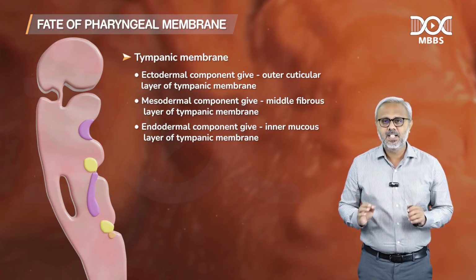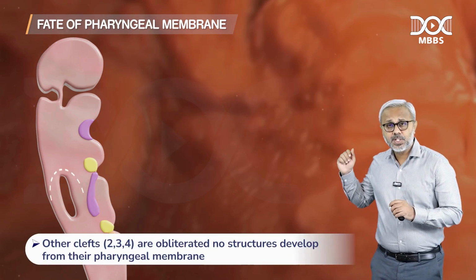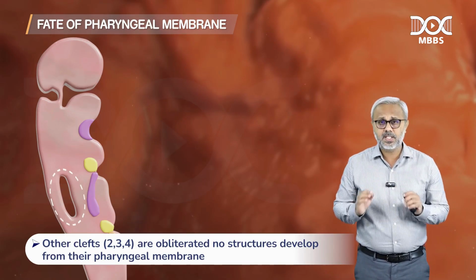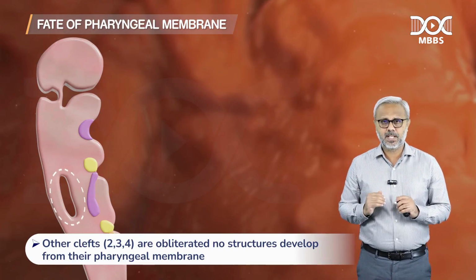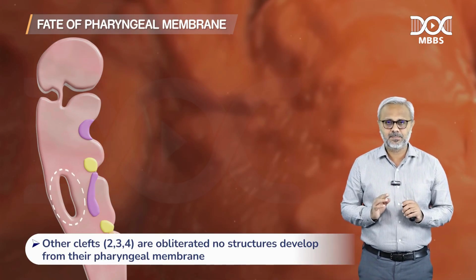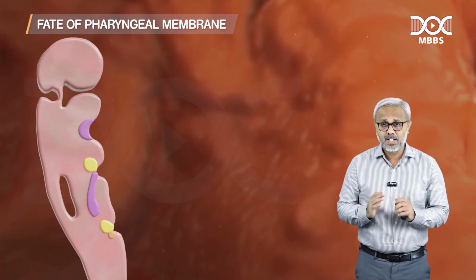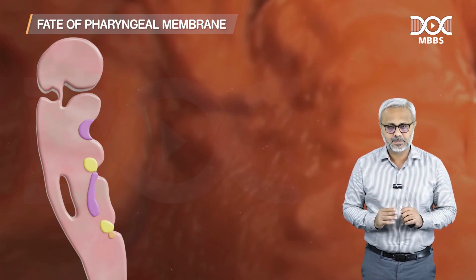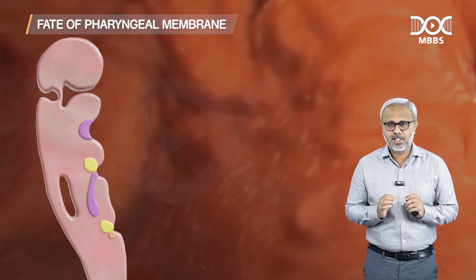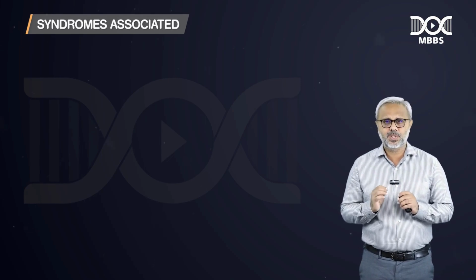Done? Are we clear? So this is regarding the derivatives of the first pharyngeal membrane. Since rest of the pharyngeal clefts get obliterated, there are no important structures that develop from the other pharyngeal membranes. So there is only one pharyngeal membrane derivative, and that is tympanic membrane. Are we clear? Right. So this completes the discussion of the derivatives of pharyngeal apparatus. Now, once we have learnt about the detailed anatomy and the derivatives of the pharyngeal apparatus components, let's talk about the clinical syndromes that are associated with them.